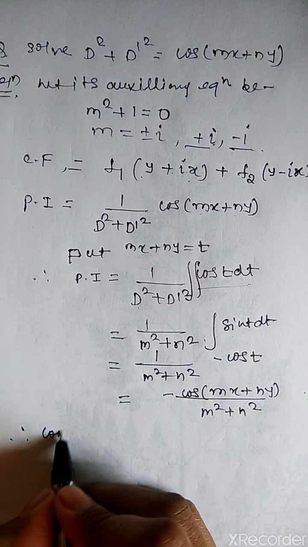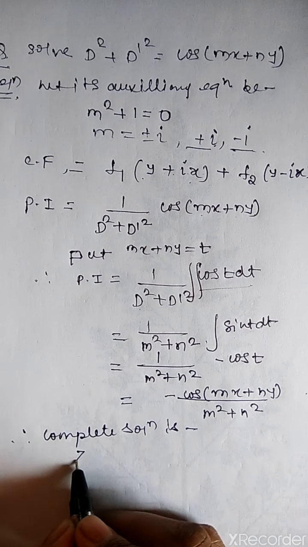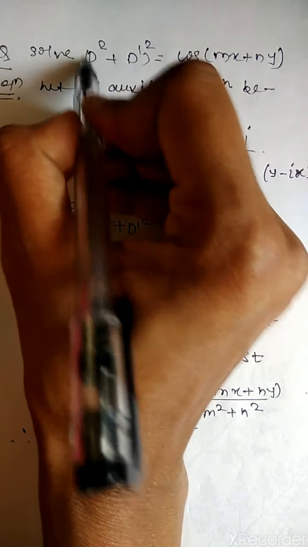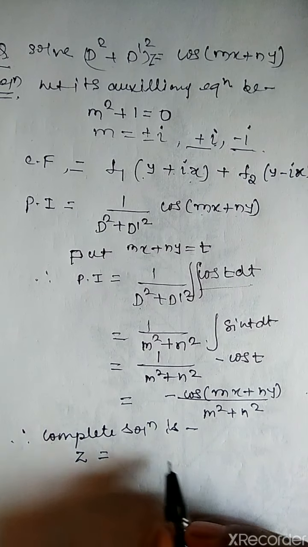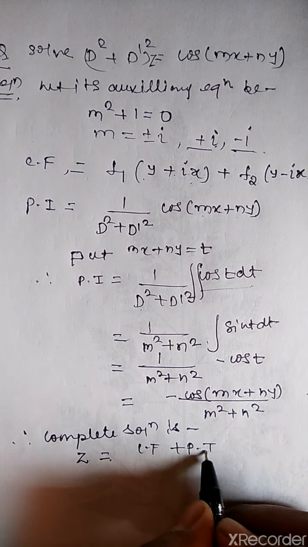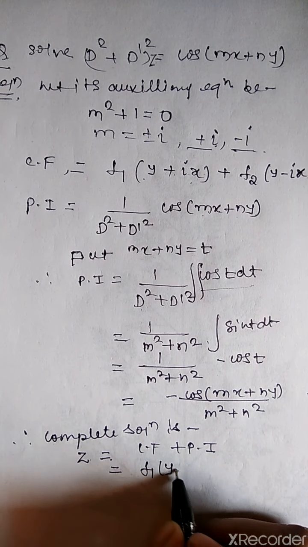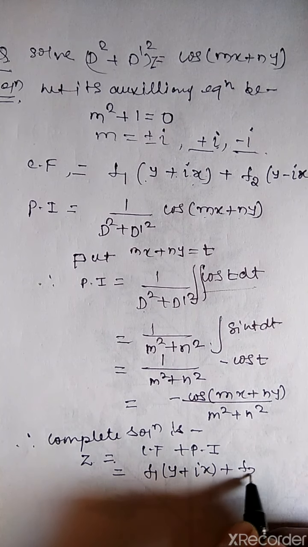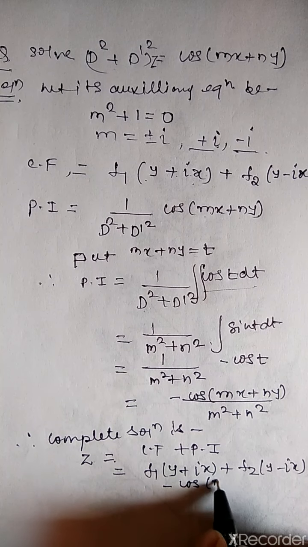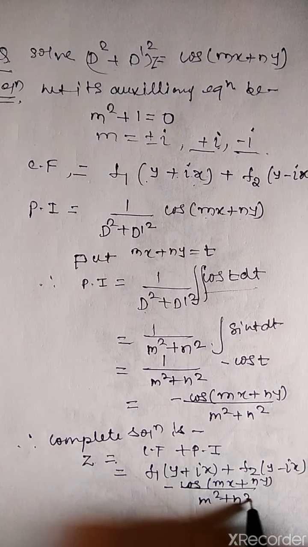And therefore its complete solution is z equals to, okay, here it is not written, but it is understandable that it is a function of z. So z is CF plus PI, and this is equal to f1(y + ix) + f2(y - ix) minus cos(mx + ny) divided by (m² + n²).